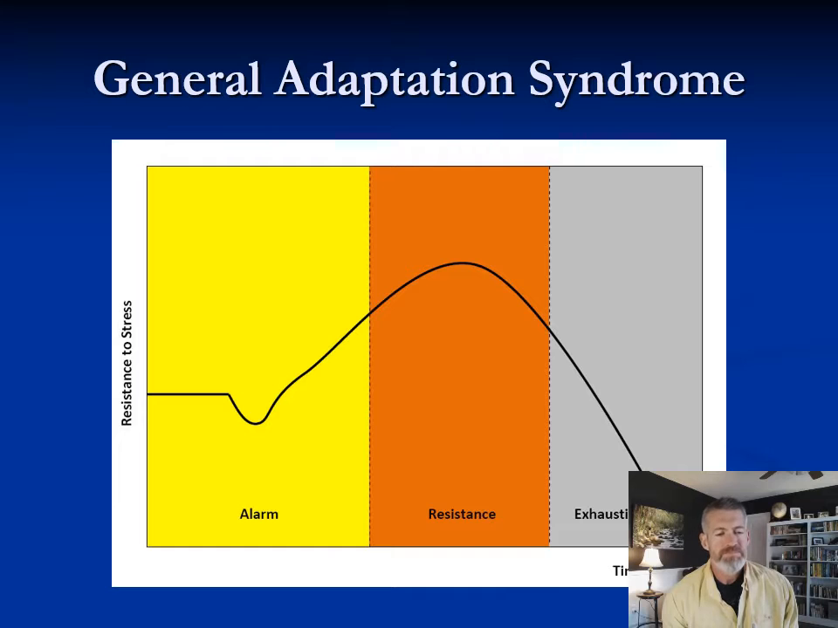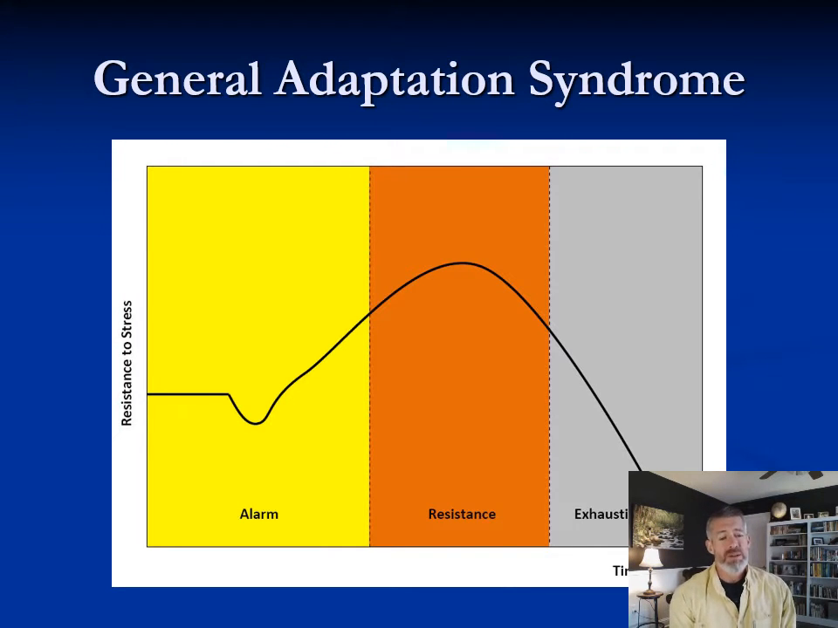Regardless, the initial stressor presents itself. Your body and your psyche have a response to it. That's the yellow in the general adaptation syndrome chart there, that we characterize as alarm. You have a physiological response to whatever the stressor is, and of course that varies in intensity, but you have a response nonetheless.